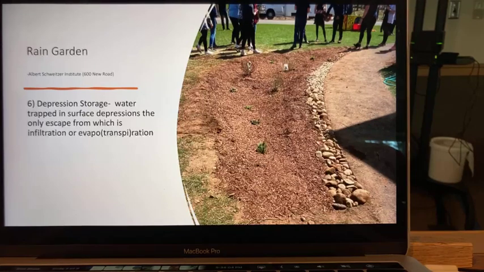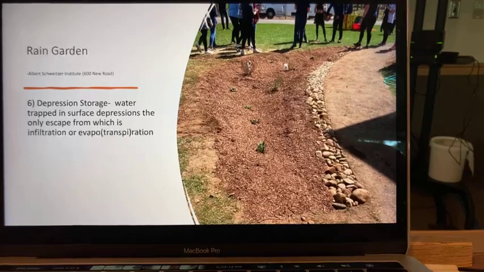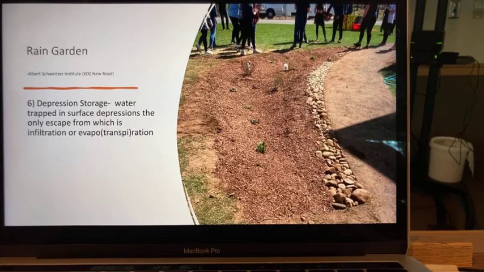6, depression storage, water trapped in surface depressions whose only escape is infiltration or evapotranspiration. And the example I have for this is the rain garden that ASCE was a part of making, where the water will flow from the walkway there and from the house that's to the right, and it'll flow into the garden here, watering the garden, instead of flowing down and going into Mill River.